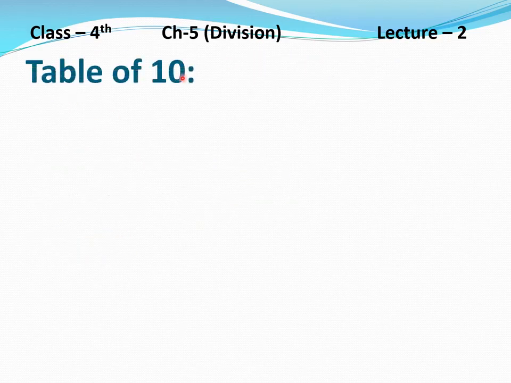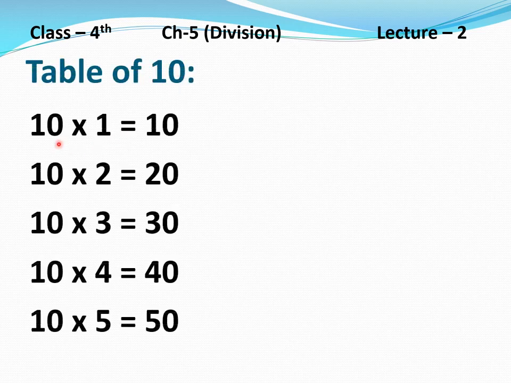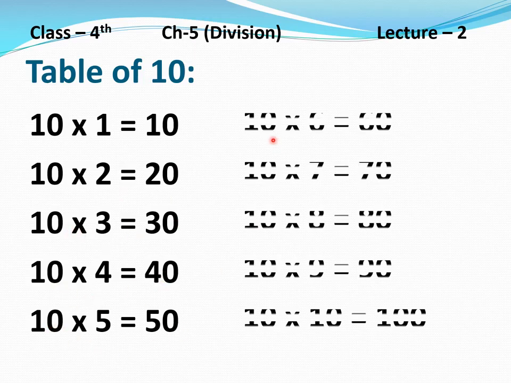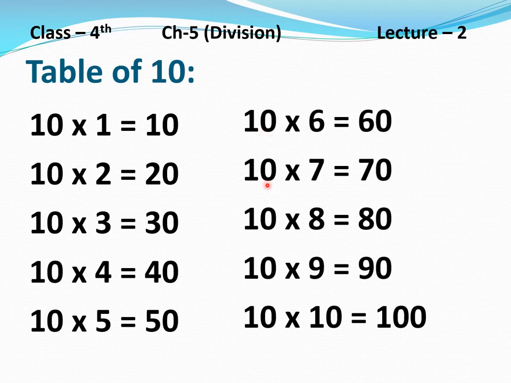Now, table of 10. Speak with me. 10 ones are 10, 10 twos are 20, 10 threes are 30, 10 fours are 40, 10 fives are 50, 10 sixes are 60, 10 sevens are 70, 10 eights are 80, 10 nines are 90, 10 tens are 100.